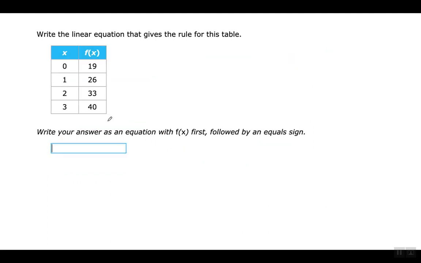I'm going to skip this one. All right, here's another one where, look, they're showing you that when x is 0, what y is. So this is the y-intercept. Just from looking at the table, you could pick it out right away.